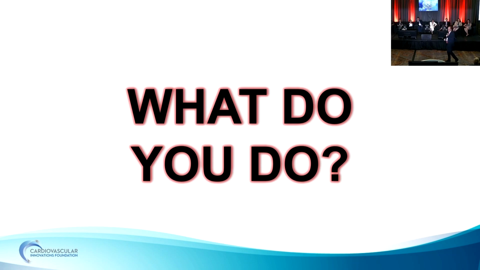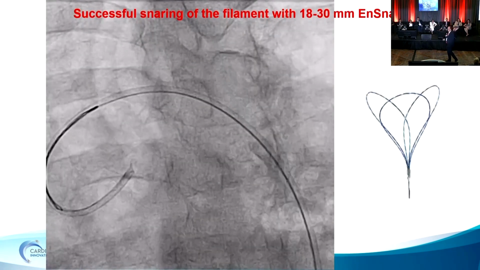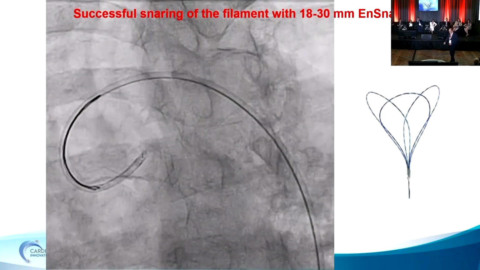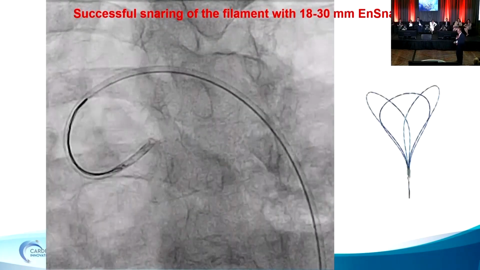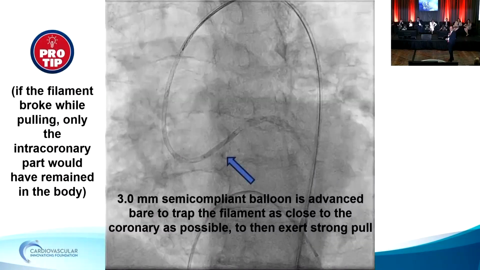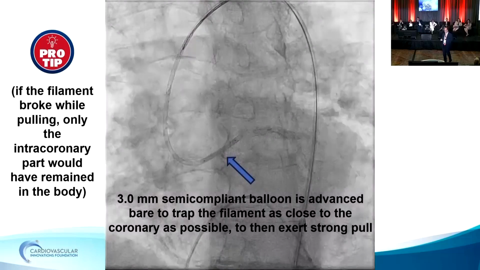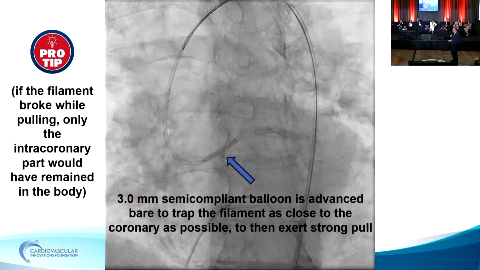But basically, what we ended up doing is to use a large tulip-like snare, like this 1830N snare that we use in retrograde CTO PCI, and you can see that we're able to capture that weird mass of filaments. At this point, we have to be very careful, because if we keep pulling, we might break the filament elsewhere, not in the coronary. It might break in between the coronary and where we caught it.